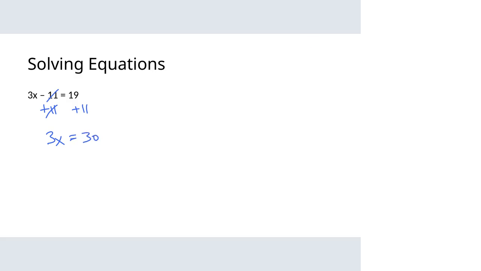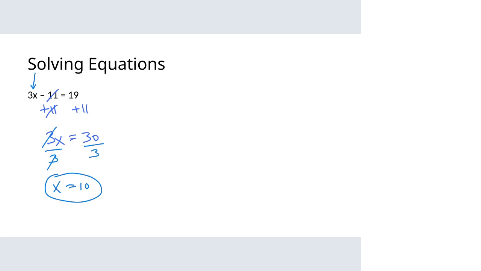And then the next step here that we've got to do to get the x by itself is divide by 3. Those will cancel. If we divide by 3 on the left, we have to divide by 3 on the right, and we find out that x equals 10. So what value of x would make this equation true? 10 would.